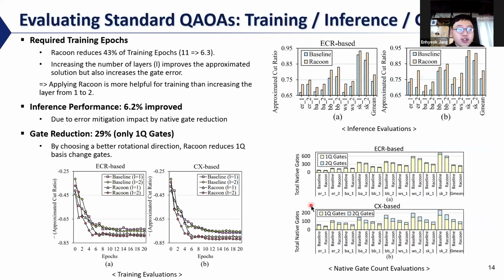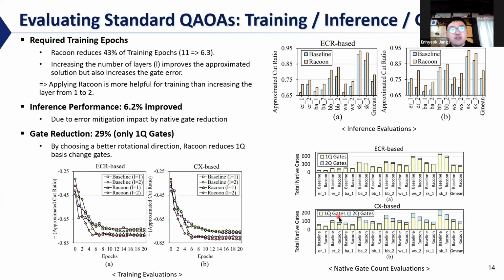Here are the evaluations. We use real IBM quantum computers through the IBM Quantum cloud services. Raccoon reduces training epochs by 43 times. It achieves faster training, and the inference performance is improved by 6.2%, and a 29% gate reduction is achieved, only in single-qubit gates.